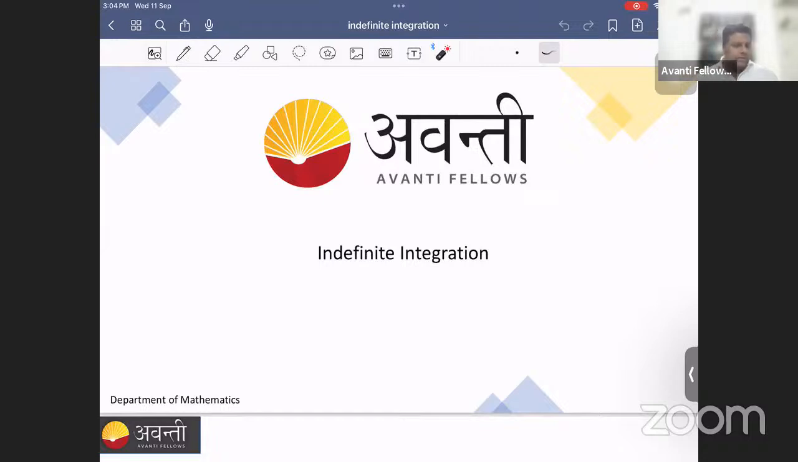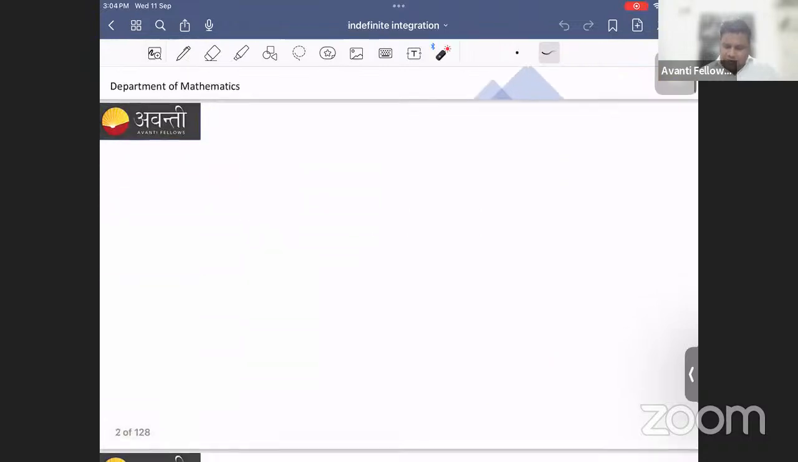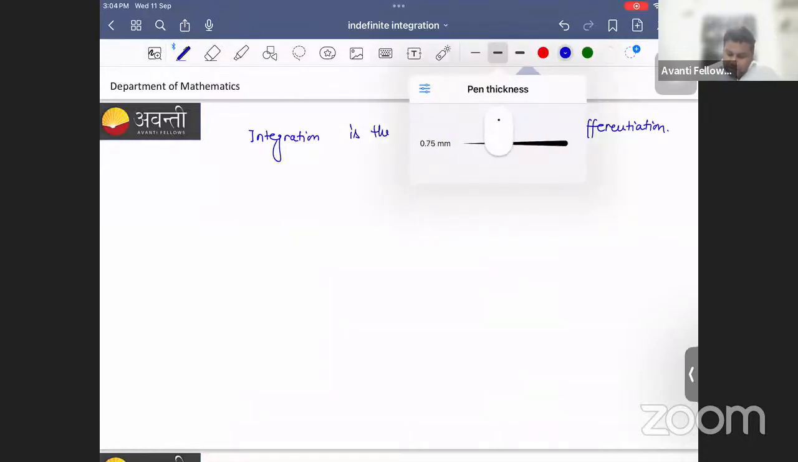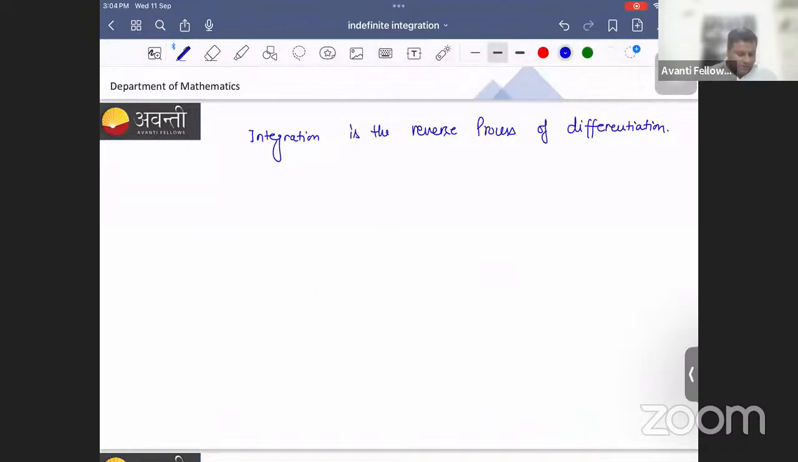All right. See, we all are aware that indefinite integration is the reverse process of differentiation. Yes or no? So integration is the reverse process of differentiation.